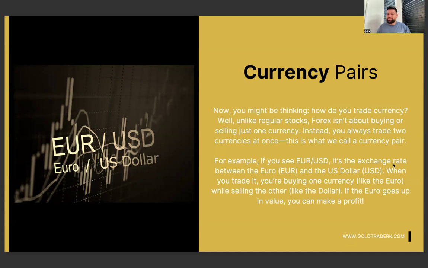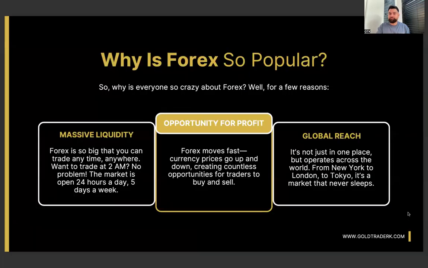For example, if you see EUR/USD, it's an exchange rate between the Euro, EUR, and the US dollar, USD. When you trade it, you're buying one currency, like the first one, Euro. The one at the beginning of the currency pair is the one that you're trading, while selling the other one. So when you're buying EUR, you're selling US dollar, if that makes sense. If the Euro goes up in value, you can make profit. That's how a currency pair in Forex works.